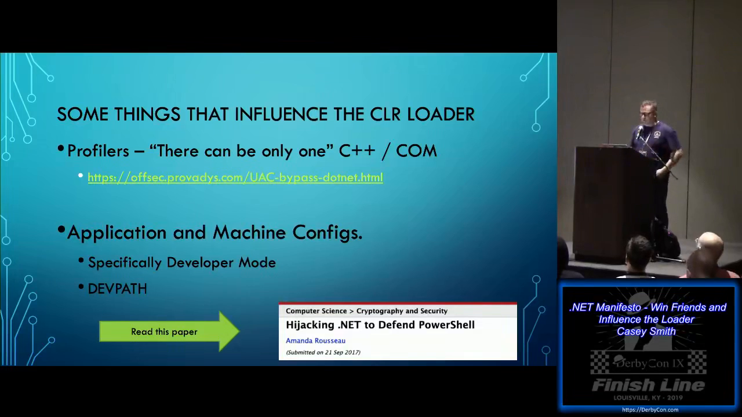MSDN clearly states, don't use this in production. This is really for troubleshooting, but of course attackers aren't going to acknowledge that. So dev path is a really neat way to influence where the .NET runtime finds an assembly from. And then Amanda wrote a really good paper on hijacking .NET to defend PowerShell. It's a really good resource for some of what I'm talking about here, specifically around understanding PowerShell. Some of it was written before some of the logging capabilities were available, but it's a really good read for not only PowerShell, but .NET internals.